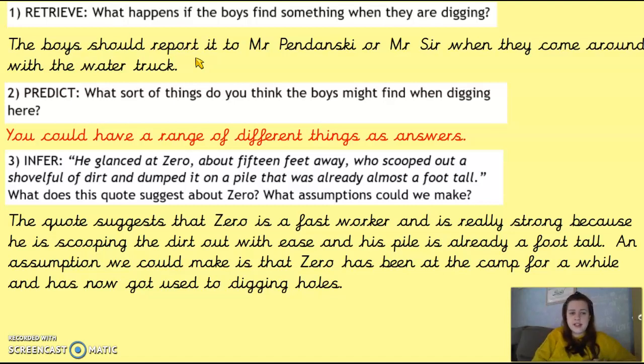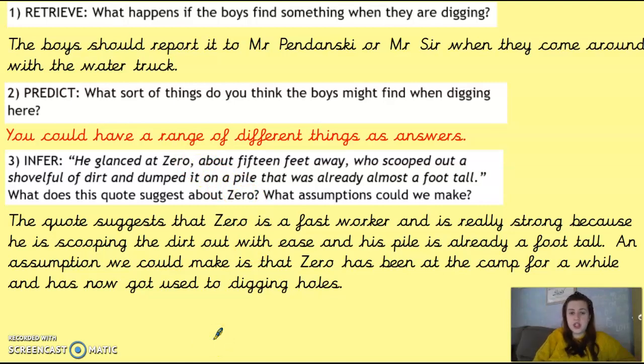And then number 3, so inference. He glanced at Zero about 15 feet away, who scooped out a shovel full of dirt and dumped it on a pile that was already almost a foot tall. And then what does this quote suggest about Zero, and what assumptions can we make?